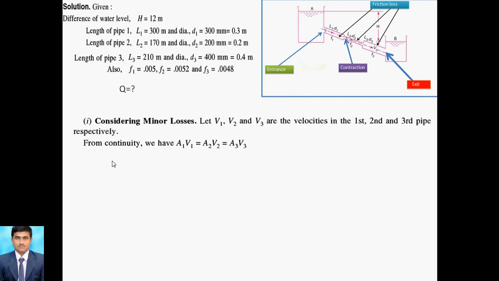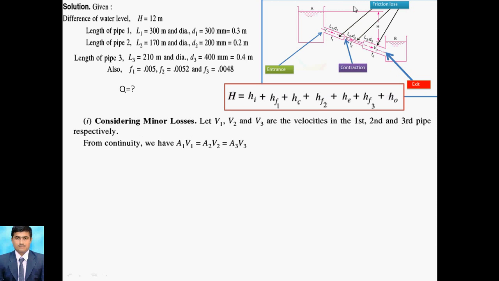First of all, we are considering all the losses. The data is already given, as we discussed. Q is unknown, a question mark, because the rate of flow is unknown. Now we are considering the minor losses, which means both major and minor losses are considered here. The continuity equation is A1 V1 = A2 V2 = A3 V3. From the continuity equation we compute the V1, V2 relations. First, we compute for A1 V1 = A2 V2.